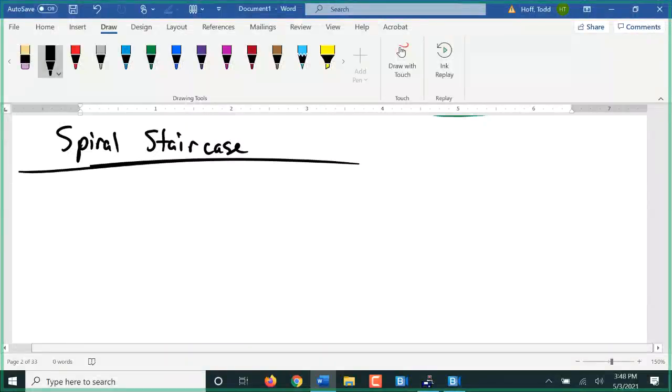You guys know what is the maximum rise you're allowed on a spiral staircase? I believe for spiral you're allowed 9.